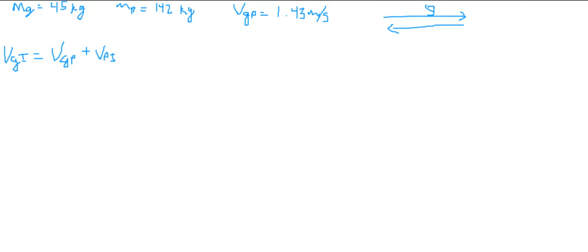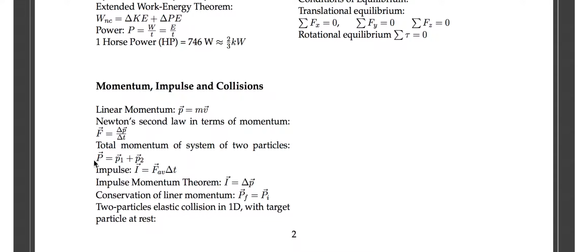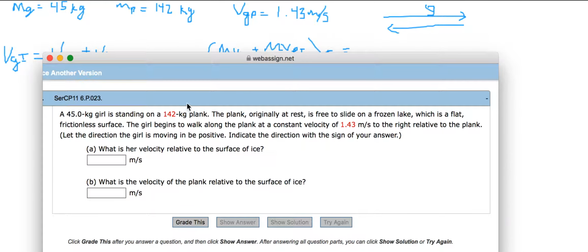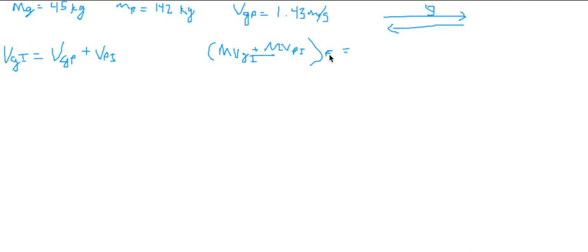In order to do this, you can use this equation. The total momentum of the system of two particles is equal to the momentum of 1 plus the momentum of 2, and momentum is equal to the mass times velocity. It's relative to the ice, so the mass times the velocity of the girl plus the mass times the velocity of the plank, both relative to the ice, final, is going to be equal to the momentum of the initial. Since the plank is originally at rest and the girl begins to walk, the initial velocities are 0, so the whole right side of the equation is going to end up being 0.